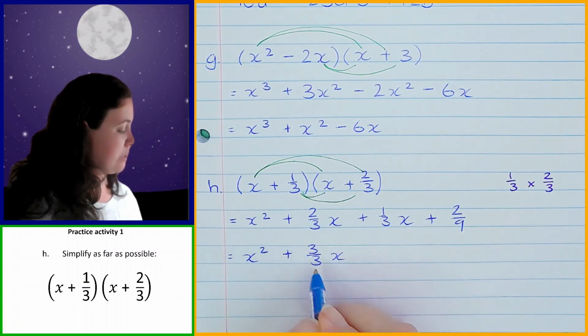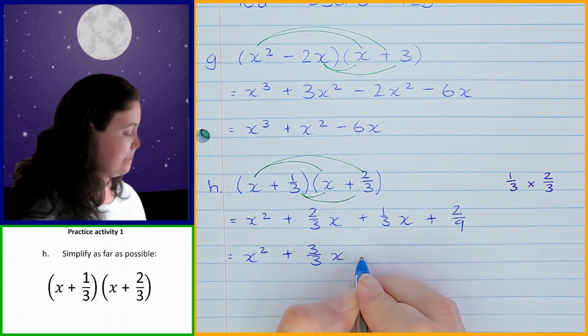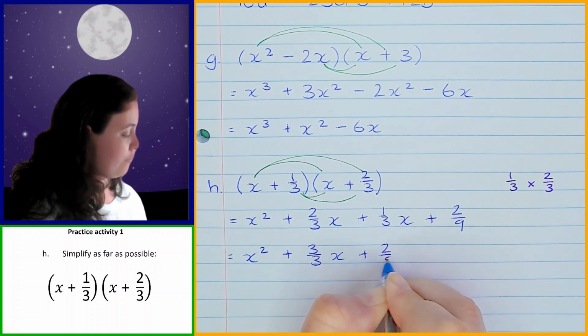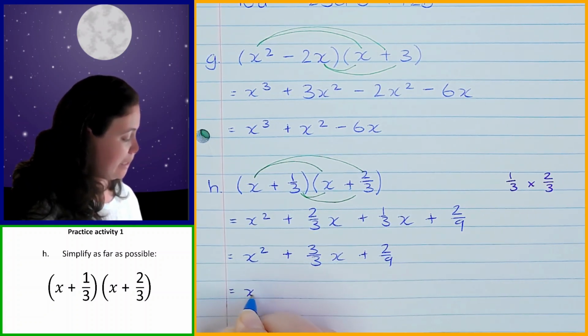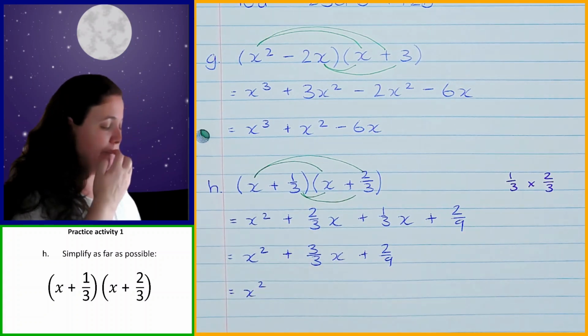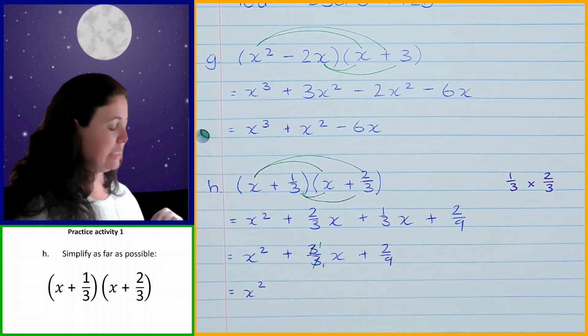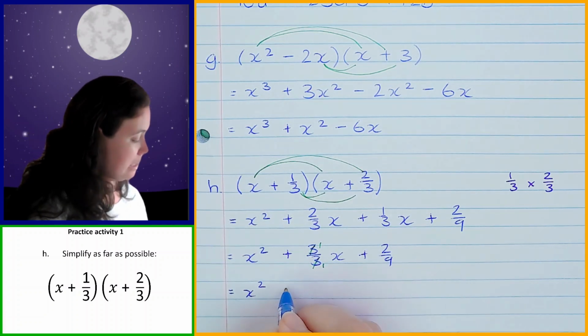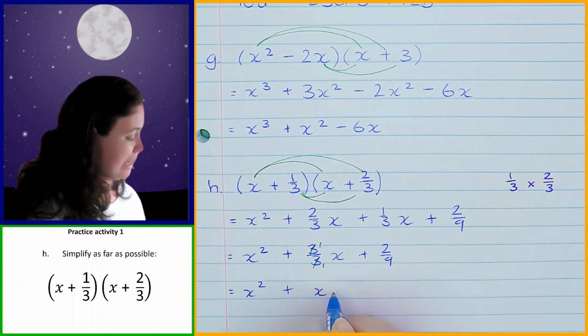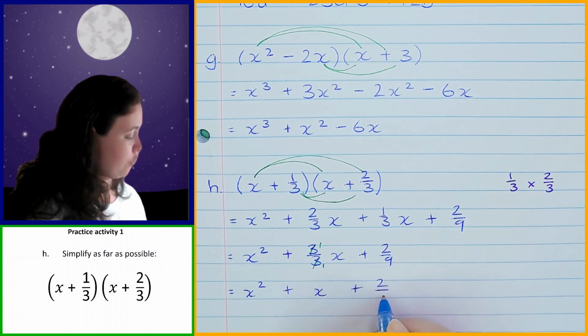Okay, so it's 2/3 plus 1/3 x, which is 3/3 x, plus 2 over 9. But now you should know that 3/3 we can simplify, and 3 goes in there once, 3 goes in there once, leaving us with 1x, which is just x. So it's x squared plus x plus 2 over 9.